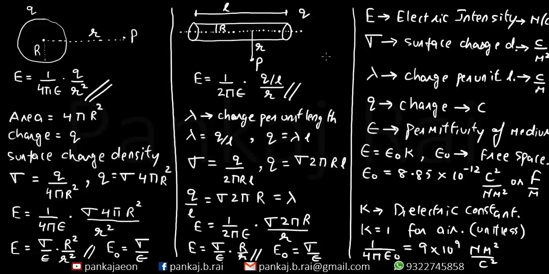For your information, you can try these numericals. Solved example 1 is based on the sphere, and solved example 2 is based on the cylinder, whereas problem for practice number 4 is based on the sphere, and problem for practice 5 is based on the cylinder. So you can try it by yourself, and you will get it.